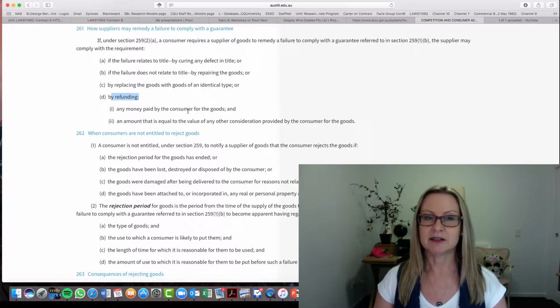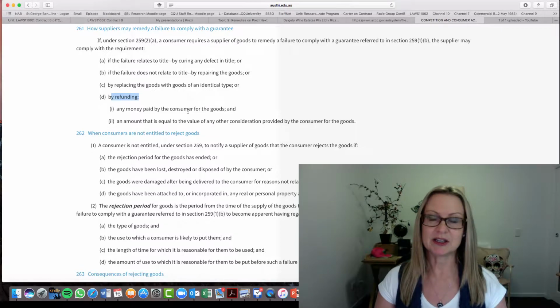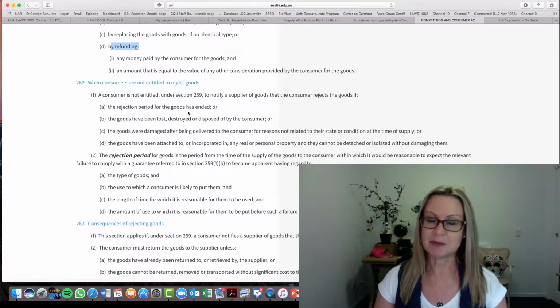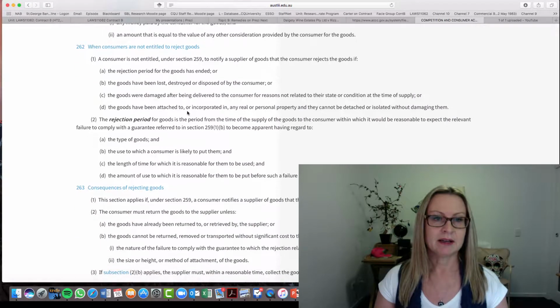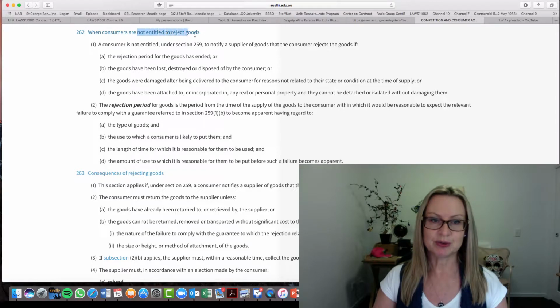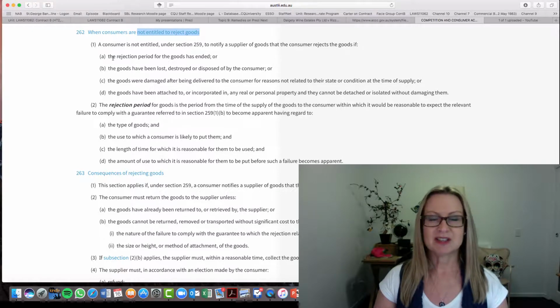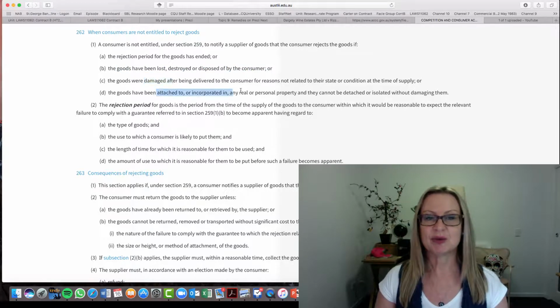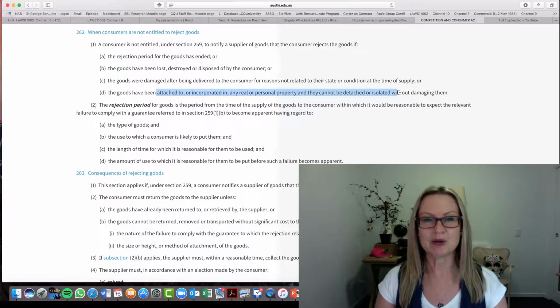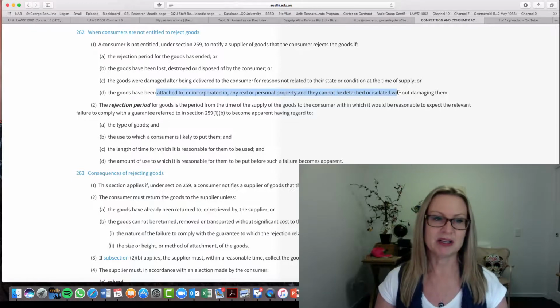Other than that, if the supplier doesn't go ahead and remedy, as we said, you can reject. Or if it's a major failure, you can reject. In either case where you are entitled to reject, there is an exception in 262 that will knock you out of your entitlement to reject. Obviously, it's just the common sense stuff. So if you've taken too long, the rejection period has ended, the goods have been lost, destroyed, or disposed of by the consumer, there's an issue of damage, or they've become attached to or incorporated in other real property. Common sense kinds of exceptions there.